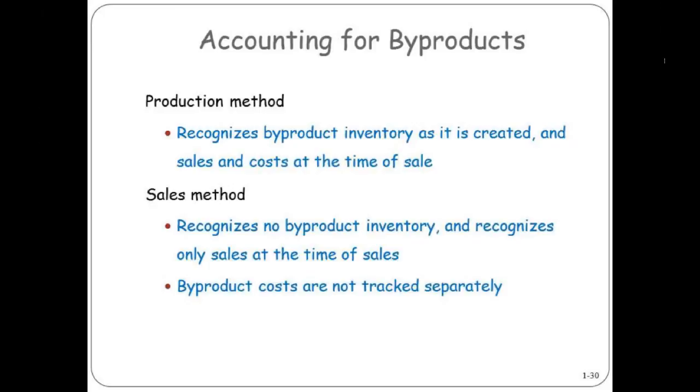The other method is you don't recognize the byproduct inventory because it wasn't your purpose to create that. You don't track any special costs with your byproducts. You just recognize sales as they occur, and those sales reduce the costs of producing your main product. I'm not going to go through all of this detail on it. It's in the text.